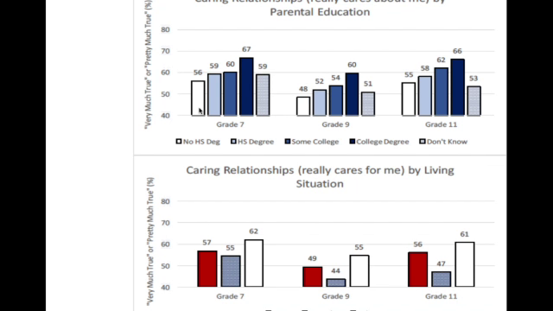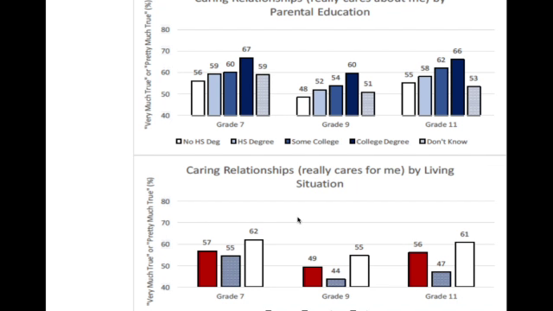And so for parents who have no high school degree, 56% of the students said it's pretty much true or very much true that someone really cares about me. And then as we move higher in parents' education level, we notice with parents with a college degree, 67% of the students said it was pretty much true or very much true that someone really cares about them.